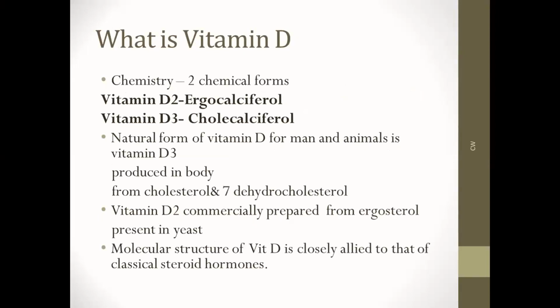Chemically, there are two forms available. Vitamin D2 is ergocalciferol. Vitamin D3 is cholecalciferol. The natural form of vitamin D for man and animals is vitamin D3. It is produced in the body from cholesterol and 7-dehydrocholesterol. Vitamin D2 is the commercially prepared form from ergosterol present in yeast. The molecular structure of vitamin D is closely allied to that of the classical steroid hormones.